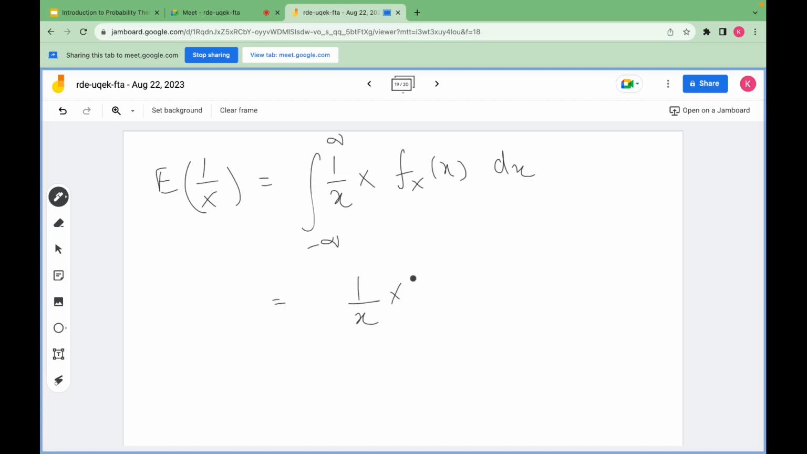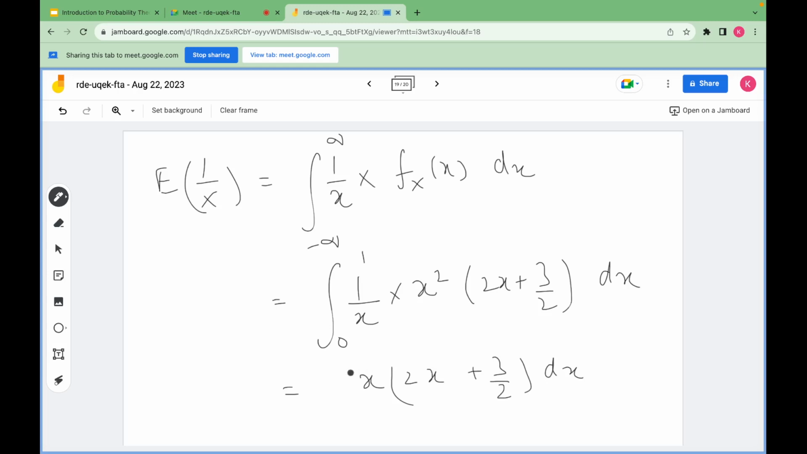We know this f x. This is x square 2x plus 3 by 2, where x varies from 0 to 1. So this is the integral of 1 by x into x square 2x plus 3 by 2 dx from 0 to 1. So this comes out to be 13 by 12. Sorry, 17 by 12.